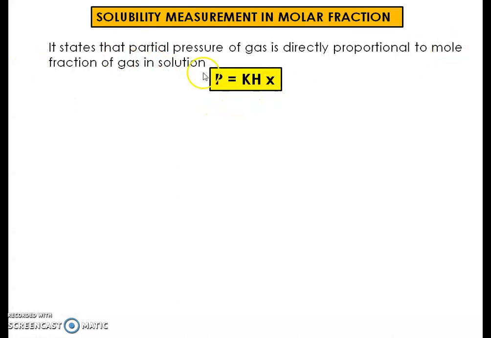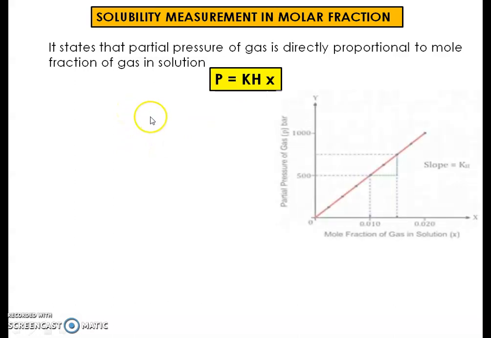X is the mole fraction of that gas. So as pressure increases, the mole fraction of gas dissolved in that solution is increasing. So they are directly proportional to each other. With a graph we can understand this.